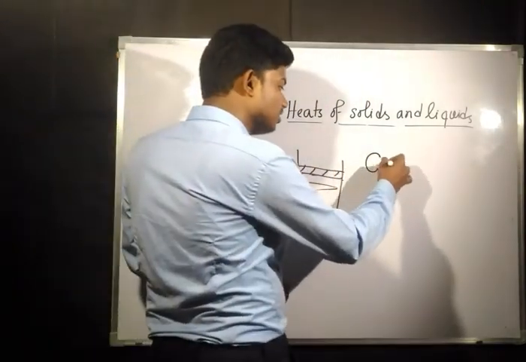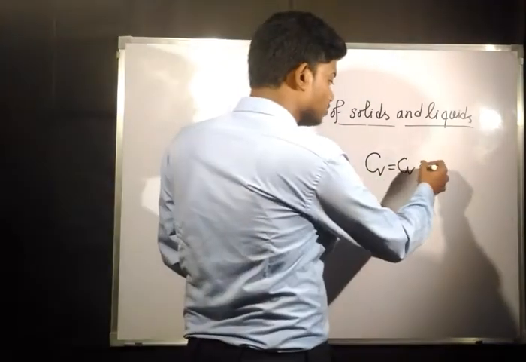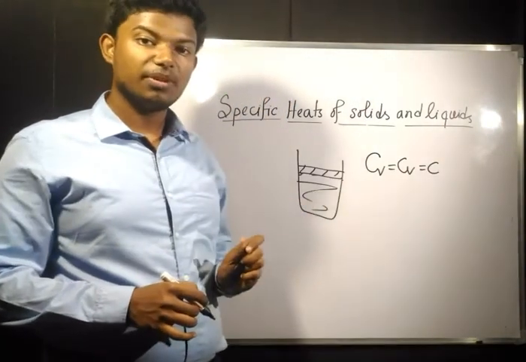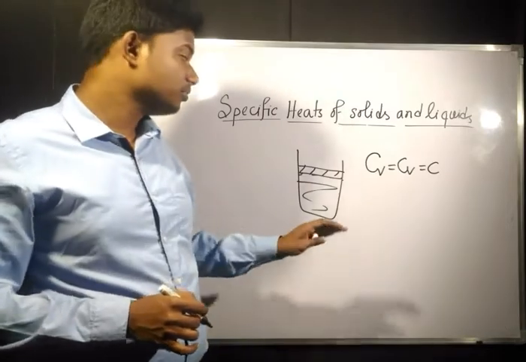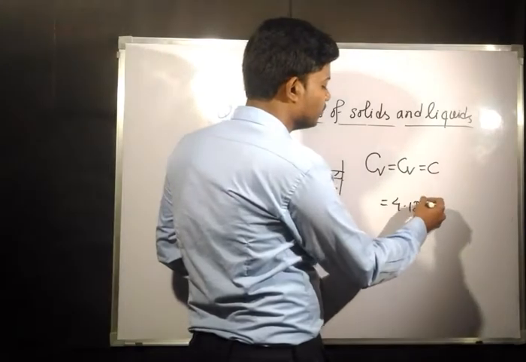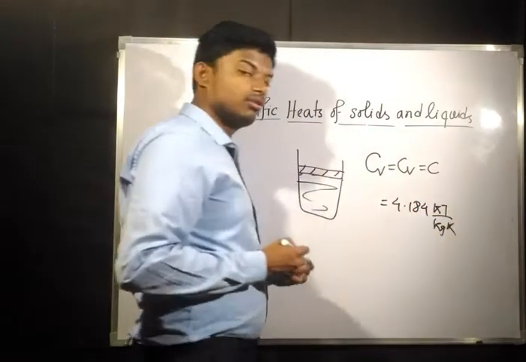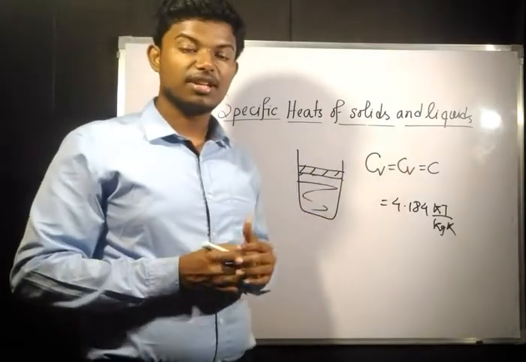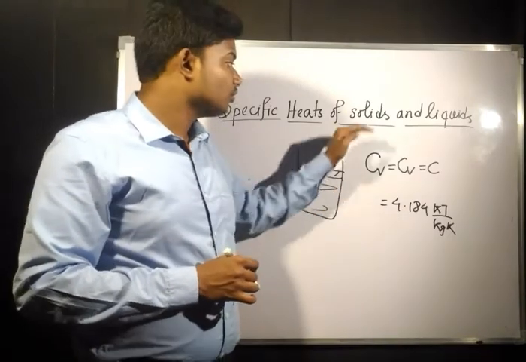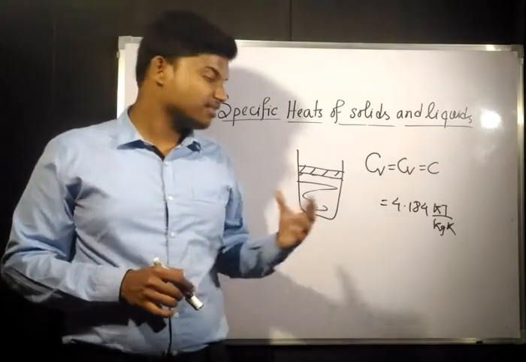Now Cp is equal to Cv, equal to C. Water is also incompressible, so whether it is constant pressure or constant volume, it doesn't expand. For water this value is 4.184 kilojoule per kg Kelvin. Water is a liquid, it doesn't expand with the rise of temperature, and it is incompressible also. So for solids and liquids, Cp is always equal to Cv, because both cases turn out to be the same.